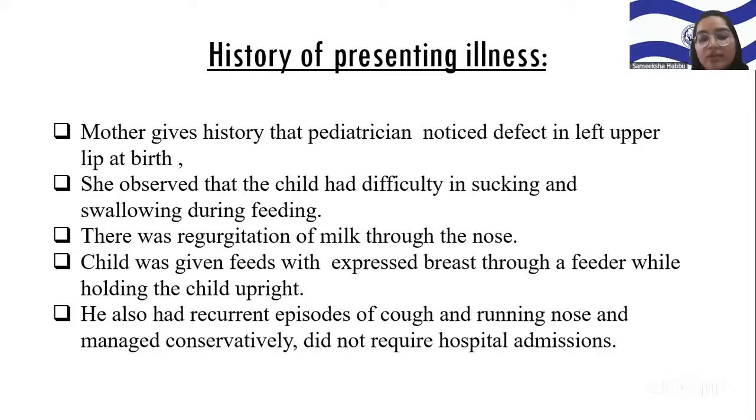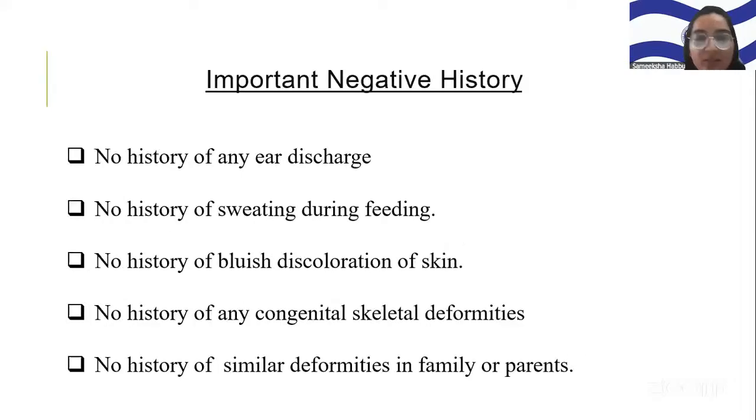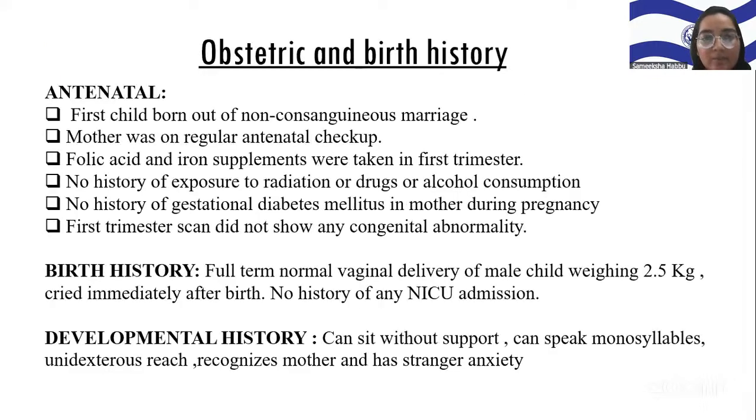The baby also had a history of recurrent episodes of cold and running nose, which was managed conservatively and did not require any hospitalizations. The mother does not give any history of ear discharge, sweating during feeding, bluish discoloration of skin, or any skeletal abnormalities in the baby, and there is no history of similar deformities in the family, parents, or siblings. Obstetric history and the birth history.